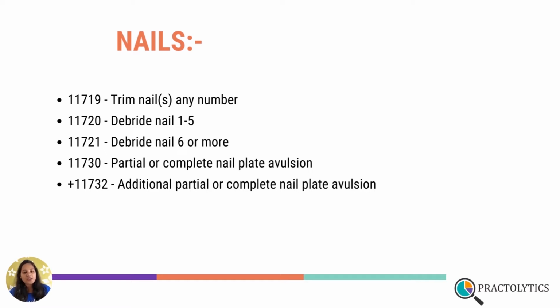If a partial or complete nail plate avulsion is being performed, then utilize 11730. If you can see on the screen, there is another CPT, +11732, with a plus symbol before it, which indicates that it's an add-on code and always has to be utilized only with an appropriate and applicable primary code. Any additional partial or complete nail plate avulsions should be reported with CPT 11732. This is all about your nails.